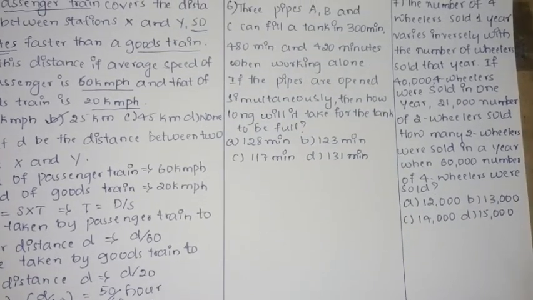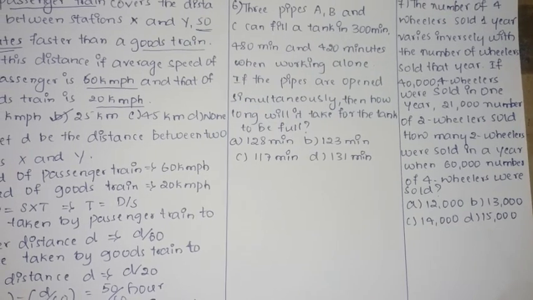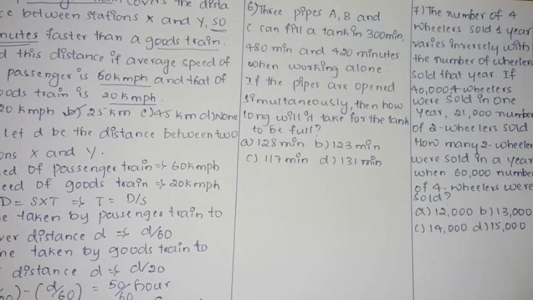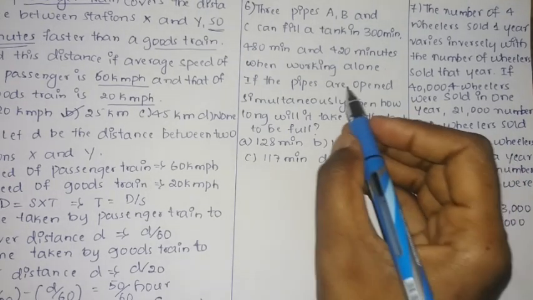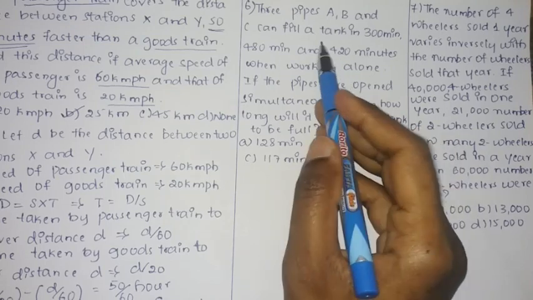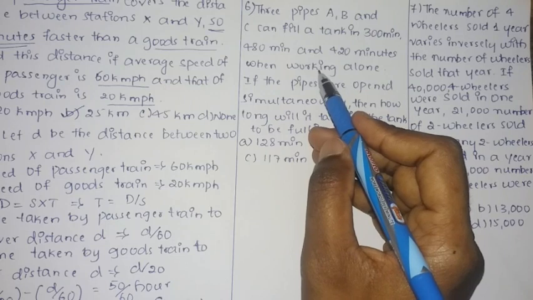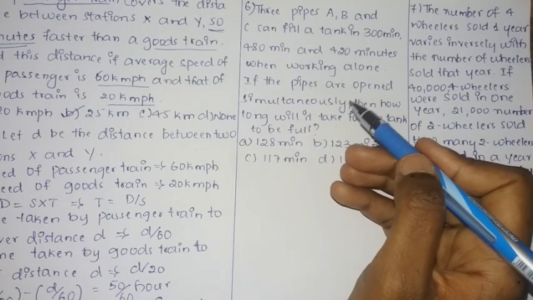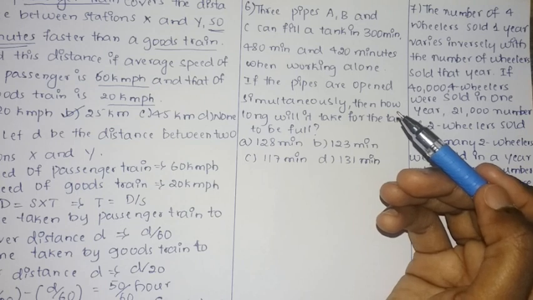Three pipes A, B and C, when working alone, can fill a tank in 300 minutes, 480 minutes and 420 minutes. If the pipes are opened simultaneously, how long will it take for the tank to be full?